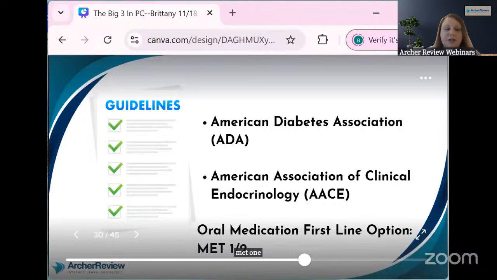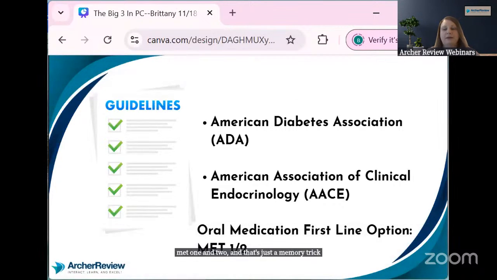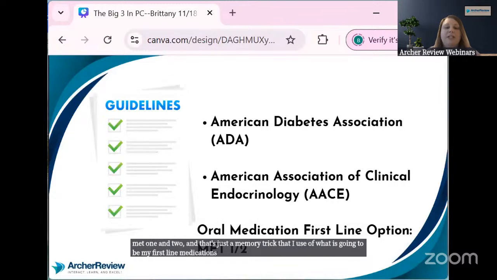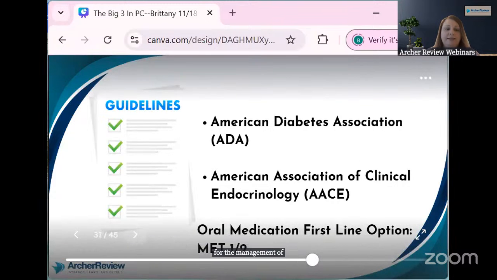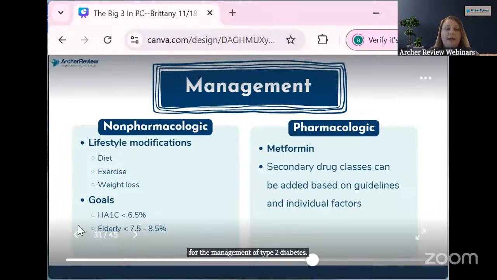And that's just a memory trick that I use of what is going to be my first line medications for the management of type 2 diabetes. So again, I've got lifestyle modifications mentioned for you. Of course, we want our patients to all be doing diet, exercise, and weight loss. Of course, our goal is less than 6.5% for an A1C.